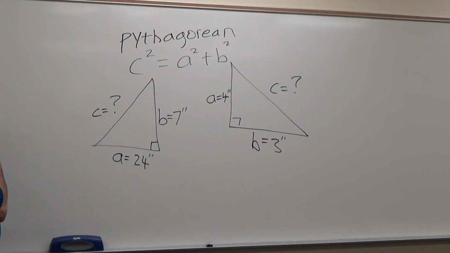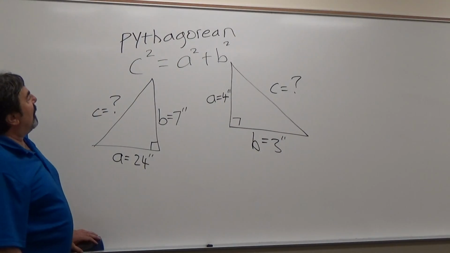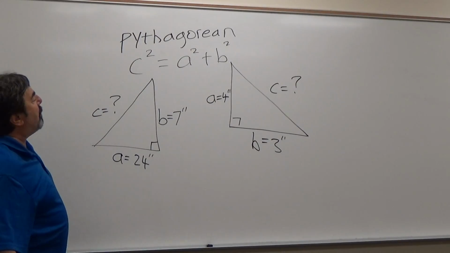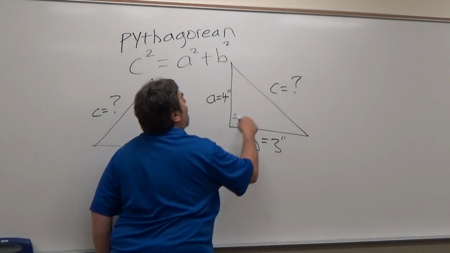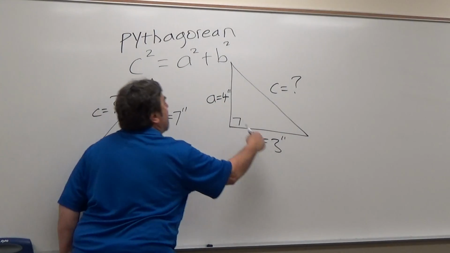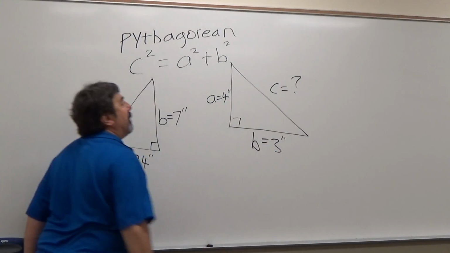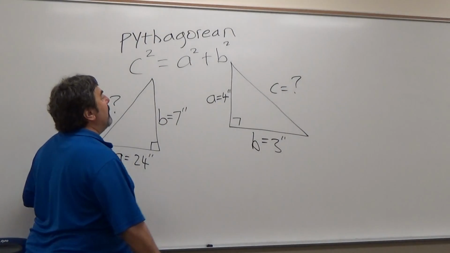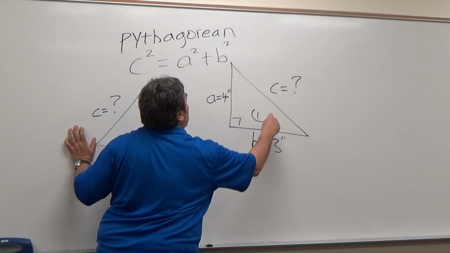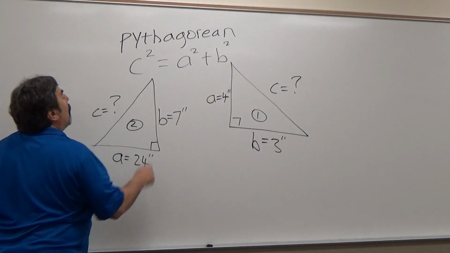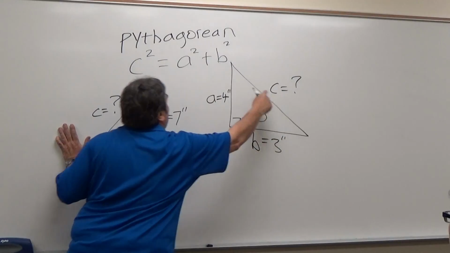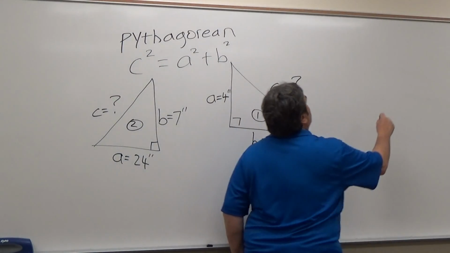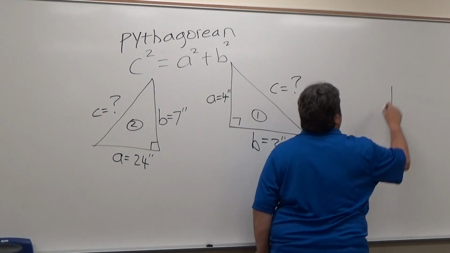Now, the hypotenuse is always opposite the right angle, but we have a name for the sides that are not the hypotenuse. We call those the legs. Okay? So in these two problems, problem 1 and problem 2, we're looking for the hypotenuse in both of those problems. But we could get a problem where we're looking for one of the legs.